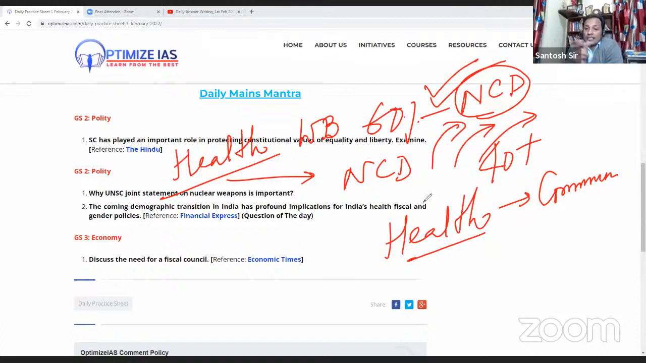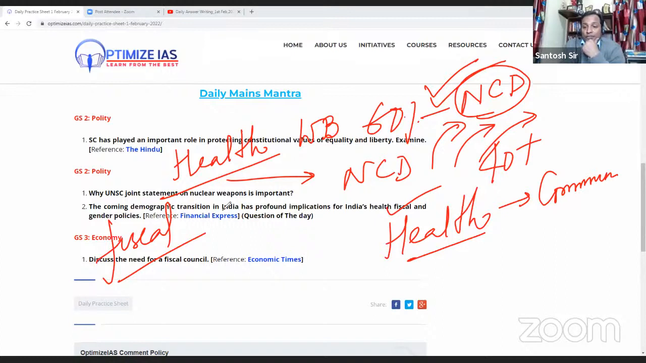Now let us see the second point, fiscal. What has been the fiscal challenge? See, every state in the world, particularly if it is a welfare state, my friend, has to take care of its old age people through social security measures, whether it is pension, whether it is health security.